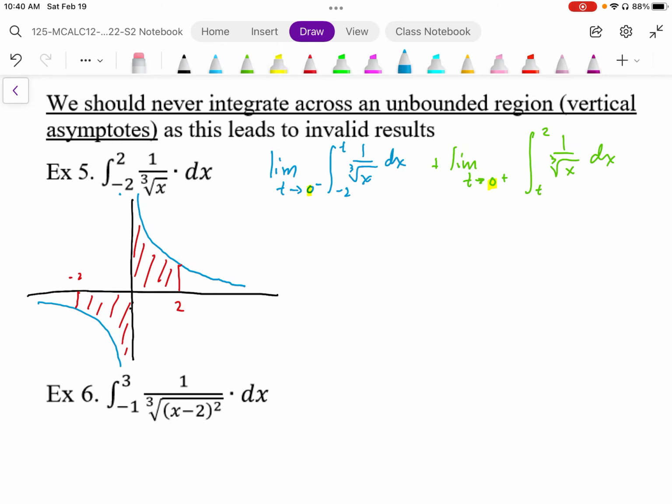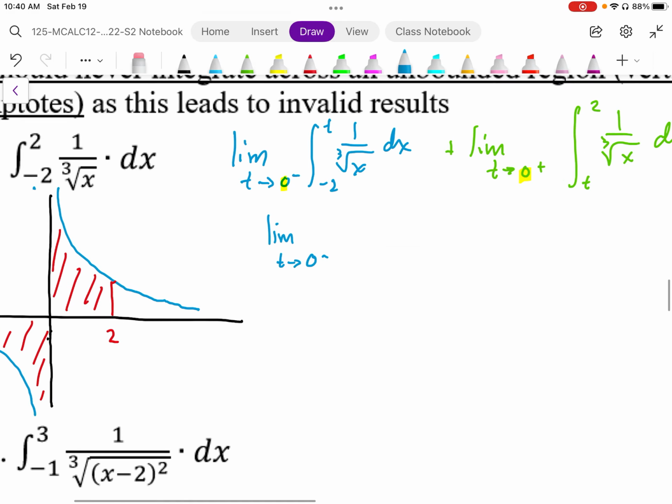So integrating this, I'm going to end up anti-differentiating this. I get the limit as t approaches 0 from the negative side. That is power -1/3, so I'm going to increase the power to 2/3. So I get x to the power 2 over 3. I'm going to divide by 2/3, so I end up with 3 over 2. And then my bounds are going to be from -2 to t. I'm just going to do this side first.